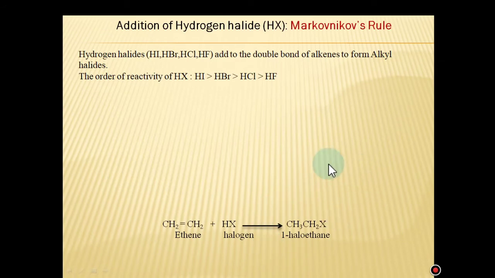Now we are starting the next very common example, addition of hydrogen halides to alkenes. You very well know about Markovnikov's rule. Hydrogen halides, these are HI, HBr, HCl, HF, add to the double bond of alkene to form alkyl halides. The order of reactivity of HX is HI is greater than HBr, HBr is greater than HCl, and HCl is greater than HF.